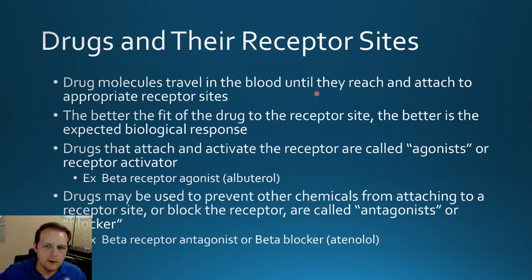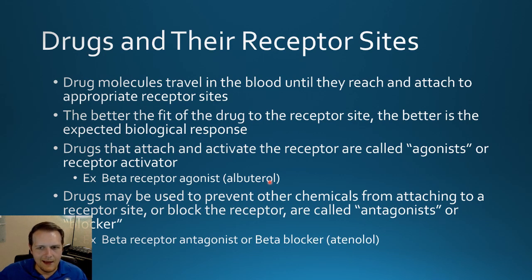Two really important terms that I'll make note of here. If a drug binds to a receptor and activates it, it's called an agonist, okay? This is a receptor activator, but agonist is a common term here. So if you ever hear about a beta receptor agonist, that means it's binding to and activating beta receptors. Albuterol is a really good example of this. That's what your asthma inhalers that you normally see are. Those are albuterol. It's a beta 2 receptor agonist.